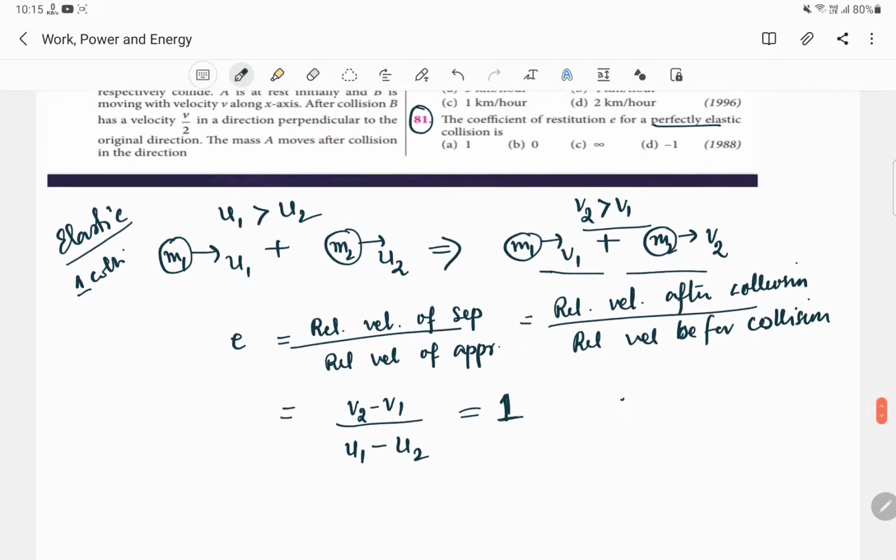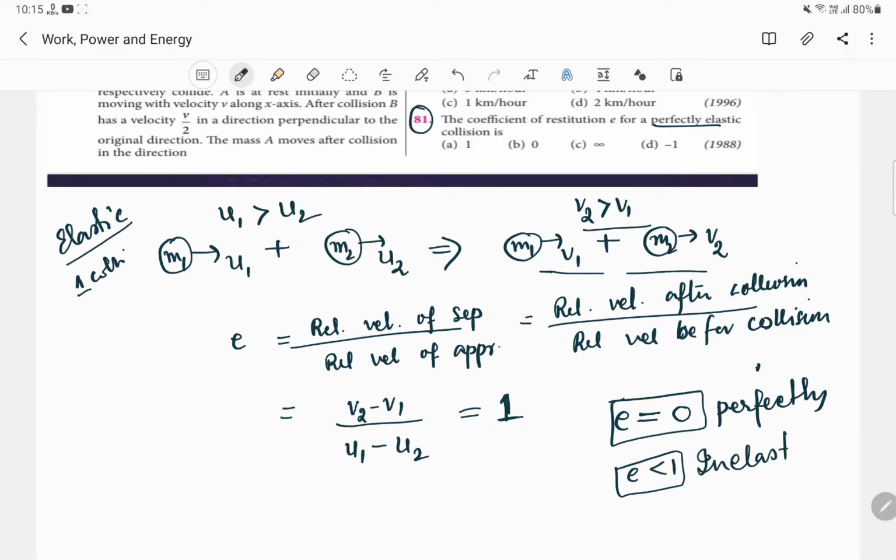And what about perfectly inelastic? For perfectly inelastic, its value must be equal to 0. Perfectly inelastic is where the two bodies combine together and move with a common velocity after collision. Under that condition, we will be applying E equal to 0. And if the value of E is less than 1, that type of collision will be simply inelastic. Remember this: if the value of coefficient of restitution is equal to 0, then it will be perfectly inelastic. And if the value of E is less than 1, then it represents an inelastic collision, where there will be loss of kinetic energy.